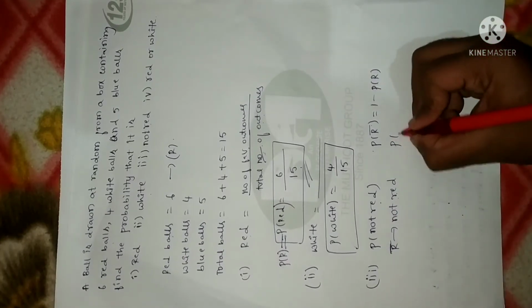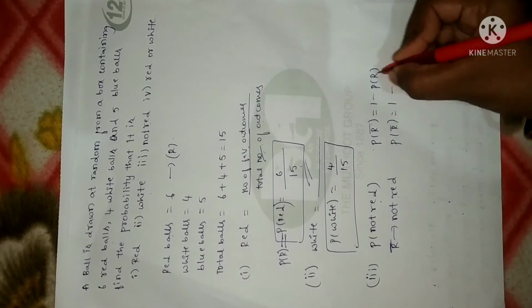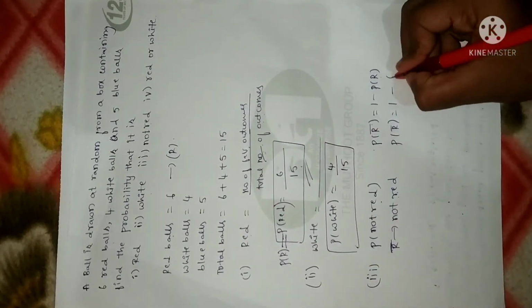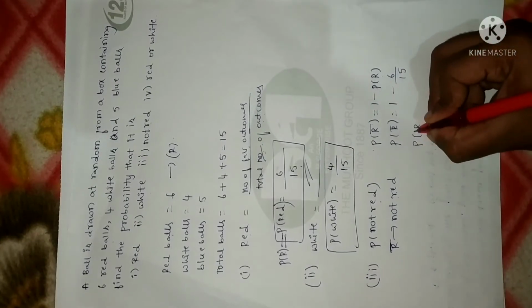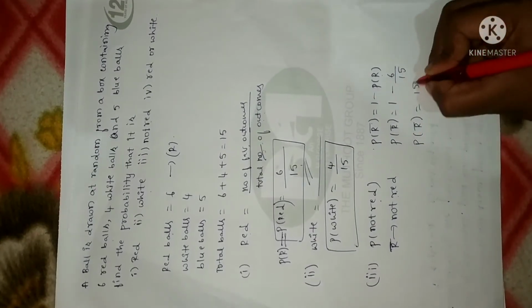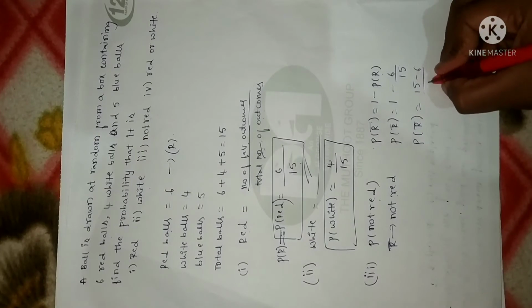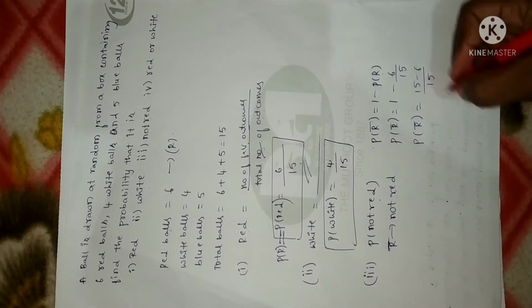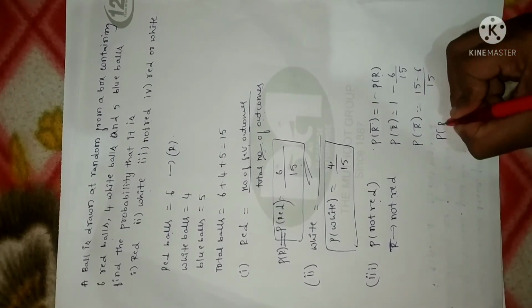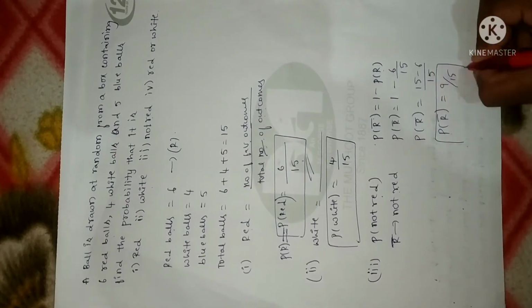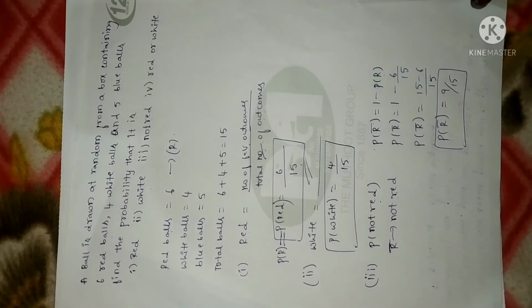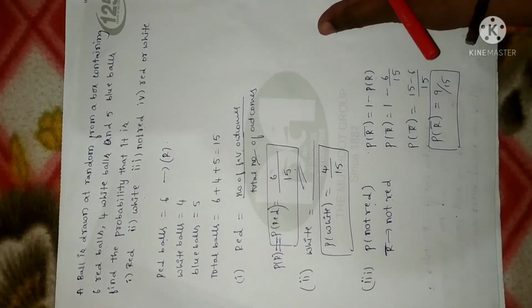So probability of R bar will be 1 minus probability of R. We have already calculated, it is 6 by 15. Just take an LCM. So you will get probability of R bar is equal to 15 minus 6 divided by 15. So after simplification, you will get probability of not red is 9 divided by 15. So this is the solution for the third one. Clear? Next, look at the fourth one.